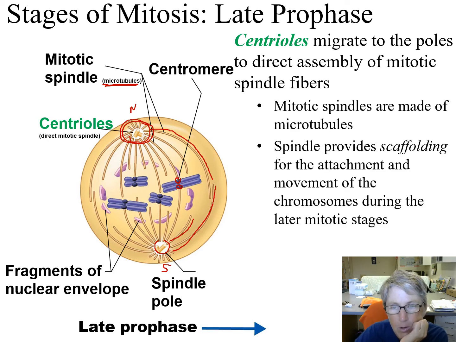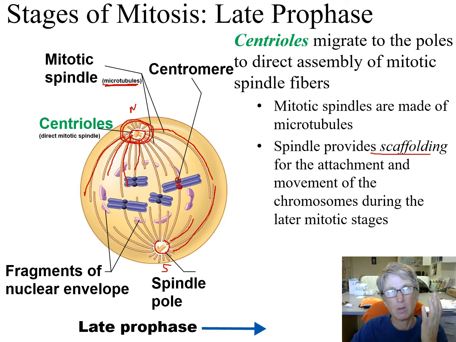Okay, so the spindle itself, the mitotic spindle, includes the centrioles and all these microtubules radiating out from the centriole. The spindles provide scaffolding, so everybody probably knows what a scaffold is, but they're a scaffold for the attachment and the movement of chromosomes during later stages of mitosis.